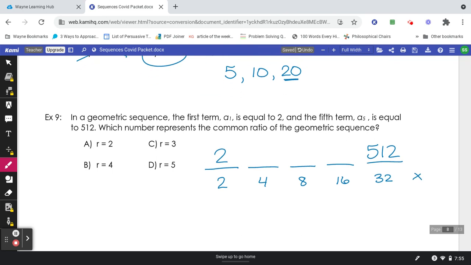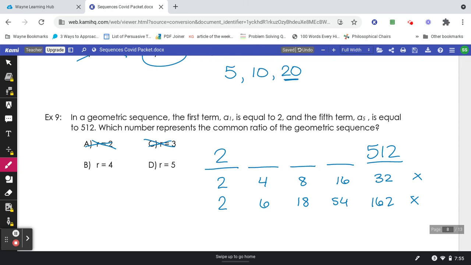All right, let's try multiplying by 3. Times 3, 6. Times 3, 18. 18 times 3, 54. 54 times 3, 162. That's still not 512, so that's not what I'm looking for. So it's definitely not that one, definitely not that one.